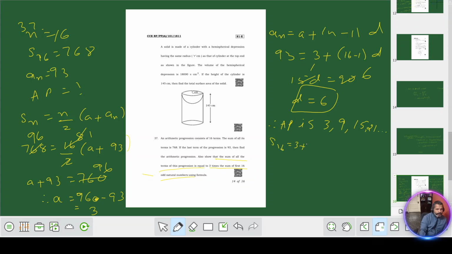Odd natural terms using a formula. That is, what is this? Up to 16 terms. So the AP we found is 3 plus 9 plus 15 plus and so on, up to 16 terms. If you take out the common factor here, you can solve it many ways. You just find S16 here.